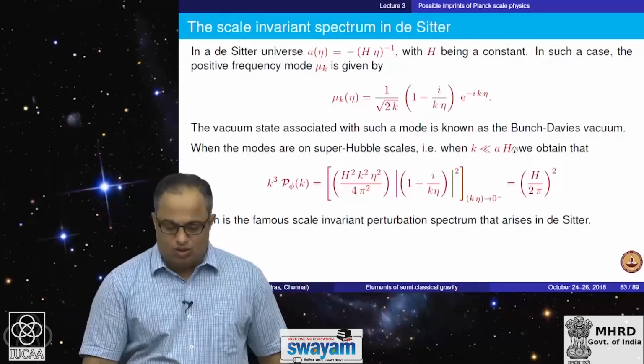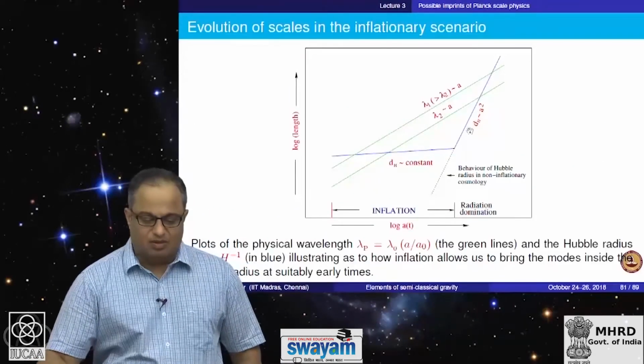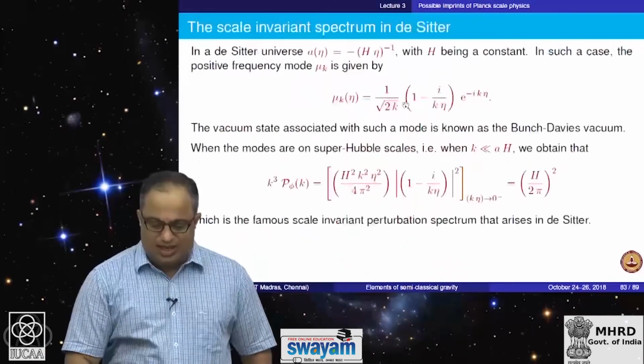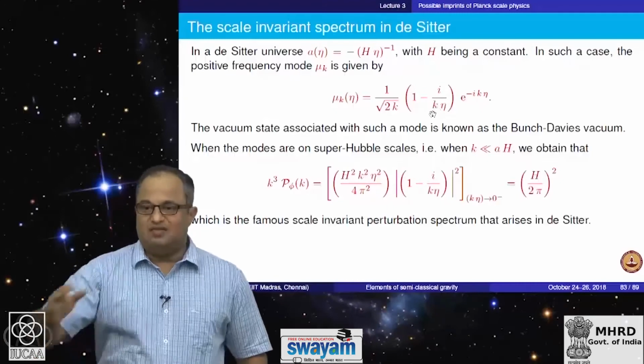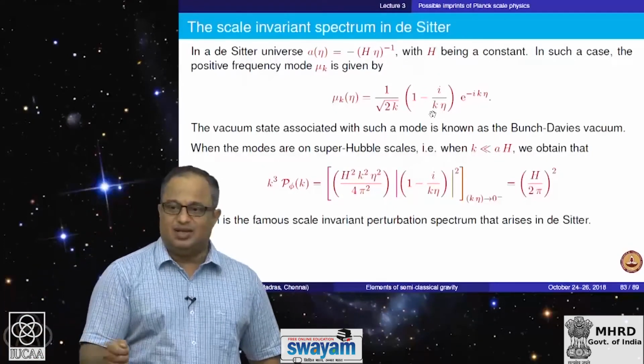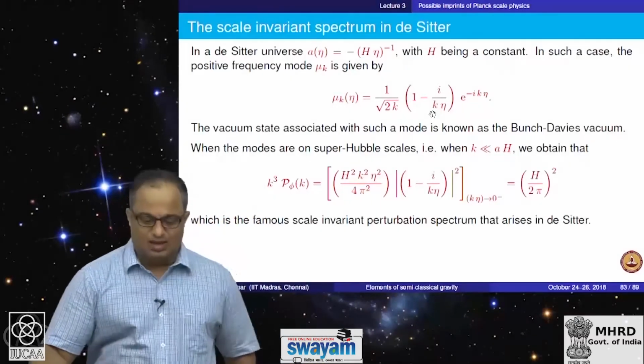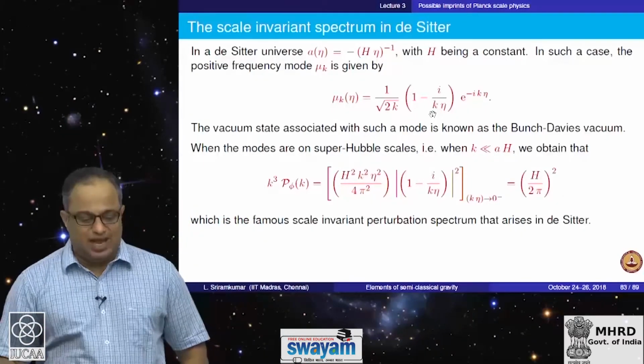Now, what do you need to do? You need to evaluate the power spectrum on the super Hubble scales when the modes are well outside the Hubble radius. That again corresponds to the case of very late times. Remember, de Sitter inflation goes from eta equal to minus infinity to 0. So it corresponds to eta equal to 0.